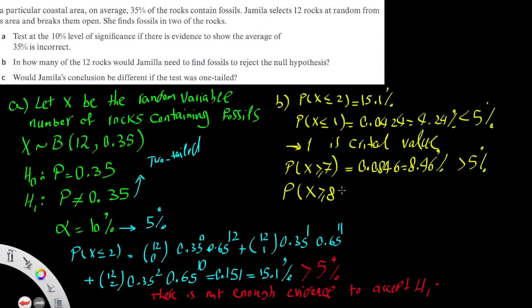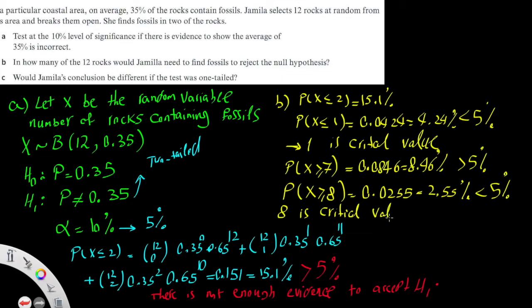Now we go one step towards the right. The probability of X greater than or equal to 8 is equal to 0.0255, which is 2.55%. It is less than the 5% significance level. So it means that 8 is a critical value. So if she finds 8 or more rocks containing fossils, again she can reject H0.